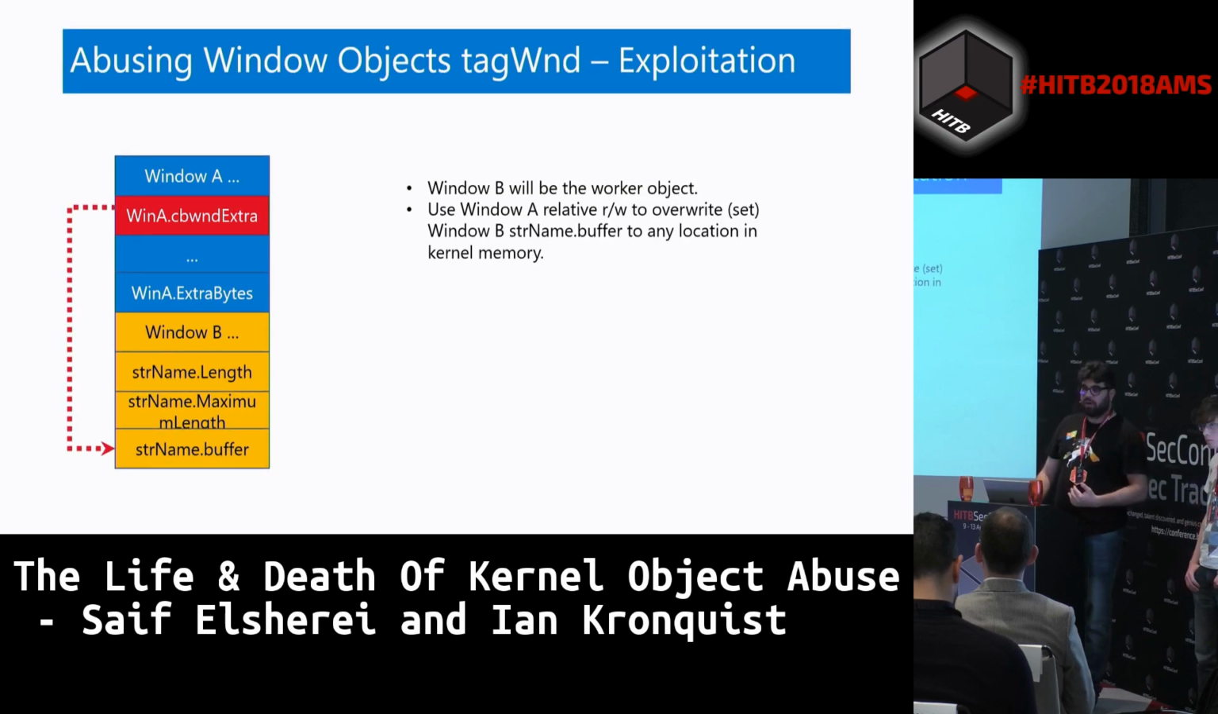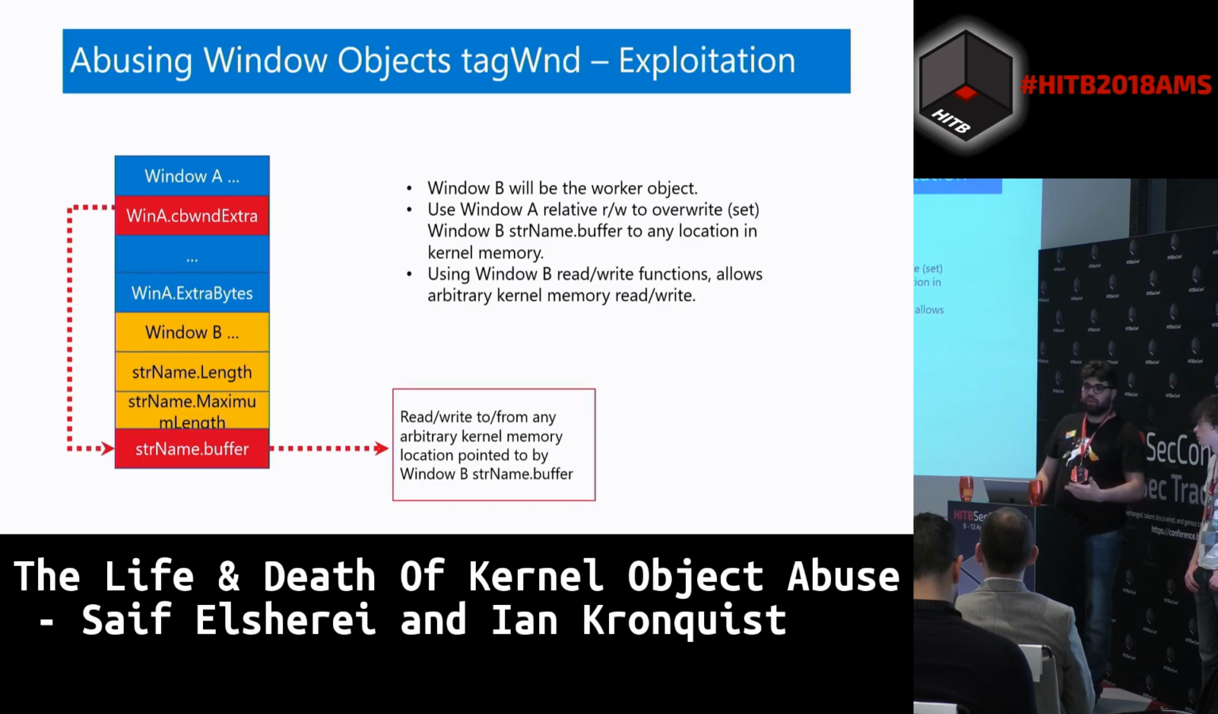We will use the relative read and write to override the adjacent window's string name buffer, or the buffer pointer to the string of the window name. And then we would use read and write functions for the second window to actually read and write from an arbitrary location in kernel memory.